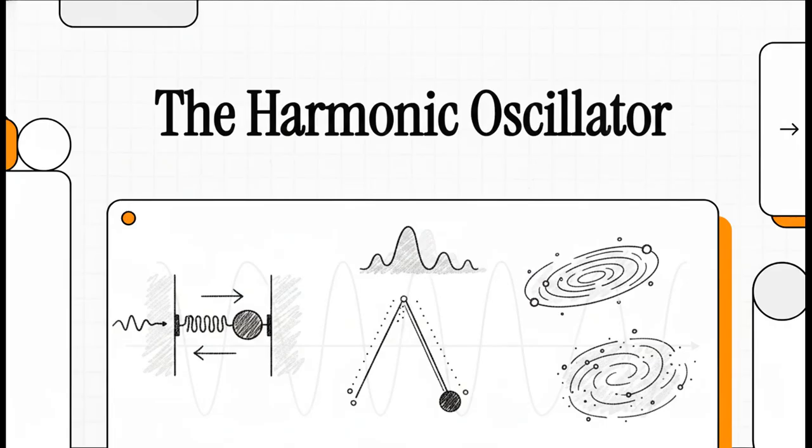Welcome to today's explainer. We're going to be exploring one of nature's most deeply hidden and honestly most elegant mathematical blueprints. It's a concept that shows up literally everywhere you look, from the massive scale of outer space all the way down to the tiny, microscopic world of quantum mechanics. It's called the harmonic oscillator.